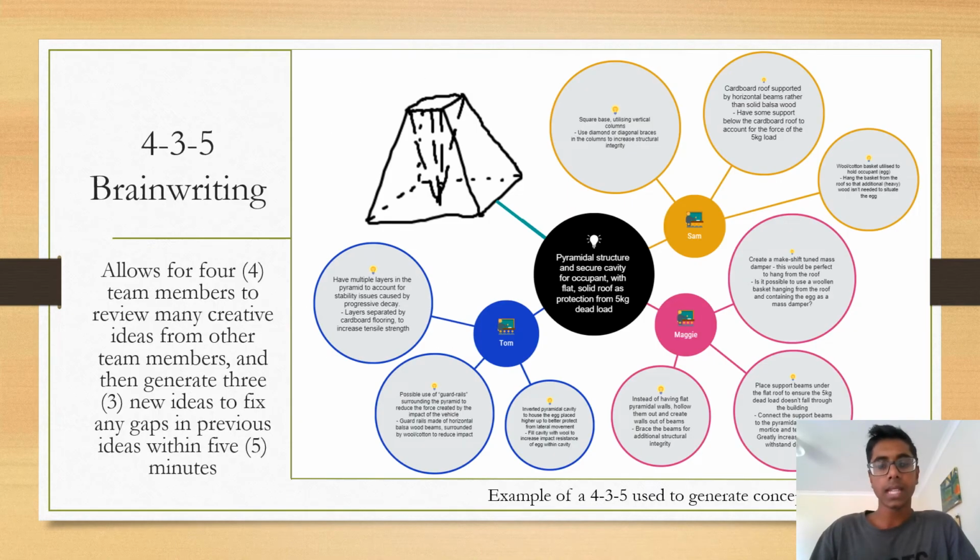Since our team only has 4 members, we revised the concept generation method of 635 brainwriting whereby only 4 people review the creative ideas of other team members and generate 3 new ideas to fix any gaps in previous ideas within a 5-minute time period.